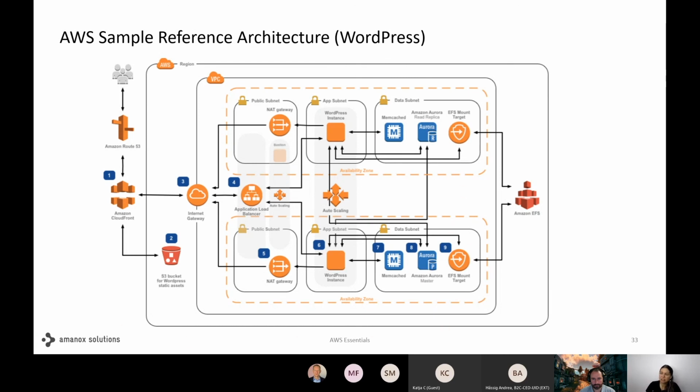Yes, so this is an example of a WordPress architecture. If you have some questions about it, of course, there are some services we didn't talk about. Maybe from the names, it's easy to understand what they do, but I think what's important is just to have it as an overview of what an architecture might look like.